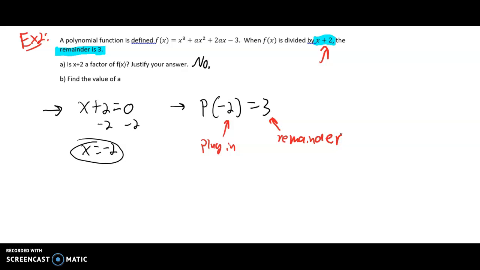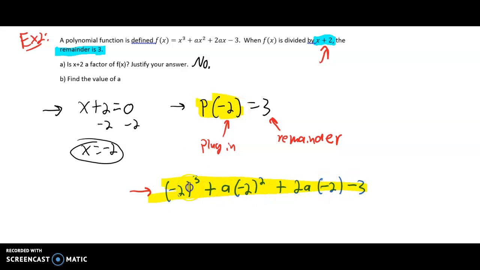Okay, let's go ahead and plug in -2. Remember, we're only going to plug it into the x's because it says f of x and not into the a's. So I've got -2 cubed plus a times -2 squared plus 2a times -2 minus 3. Let's color code p of -2. So all of this is p of -2. So we plugged in the -2 for the x. And then all of that is still going to equal 3.